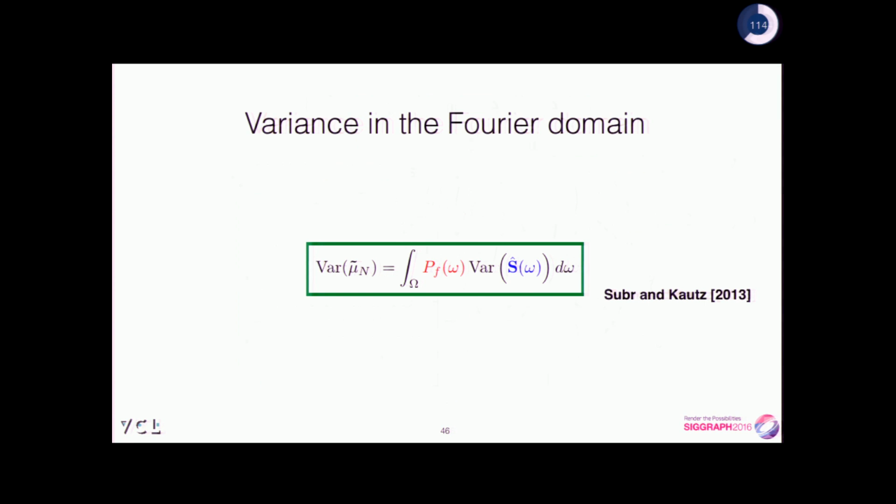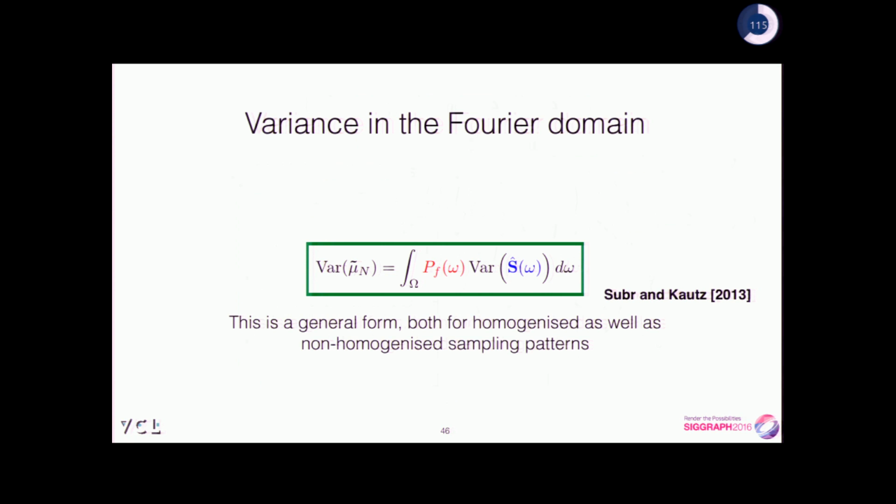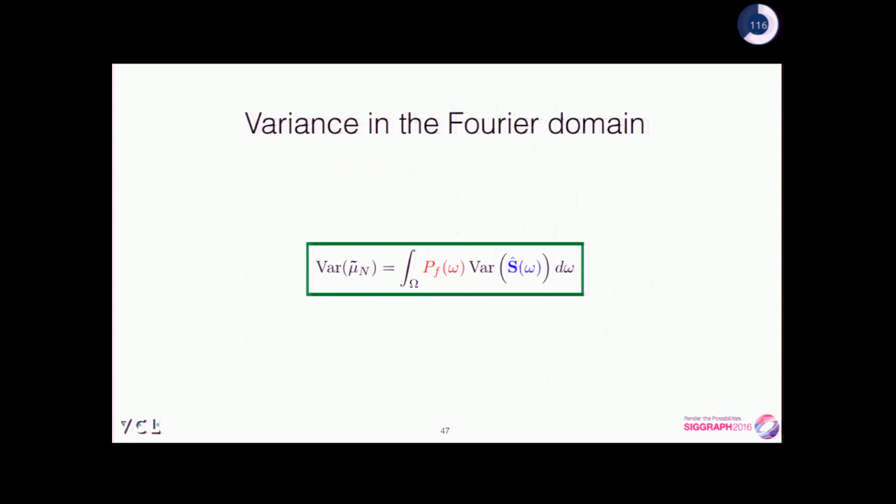Okay. This is nice, right? It's again an elegant form of the variance. We're saying we have some estimator. The variance of this estimator, if you want to understand it, just look at the variance of your sampling spectrum. To understand bias of the estimator, we looked at the expected sampling spectrum. To understand variance, we look at the variance of the sampling spectrum. And this is a general form. It doesn't matter whether you homogenize, non-homogenize, any set of samples. That is the form.